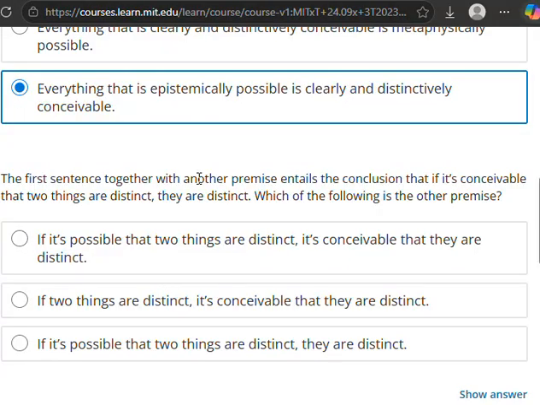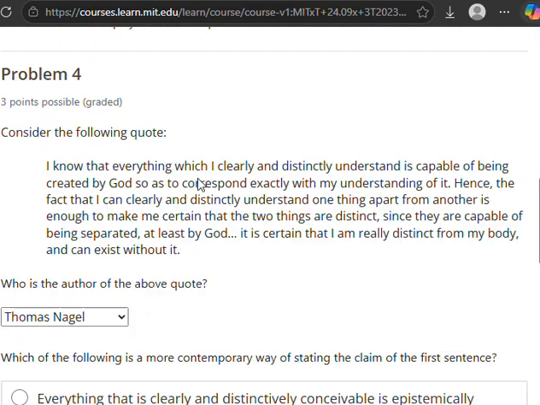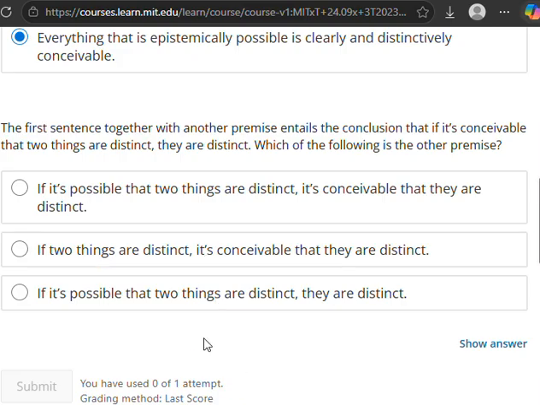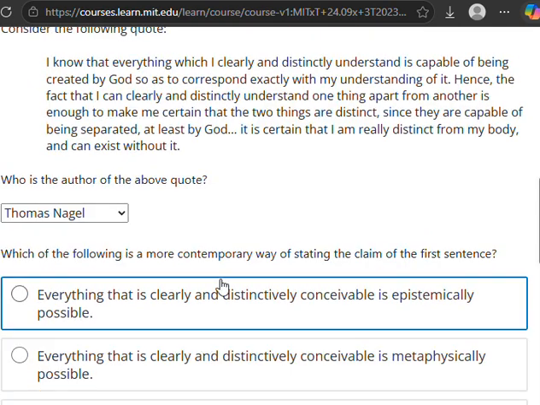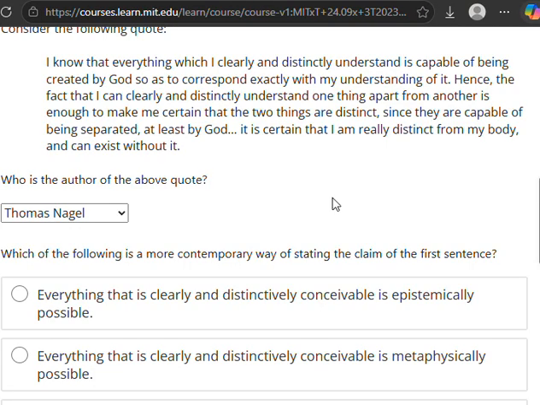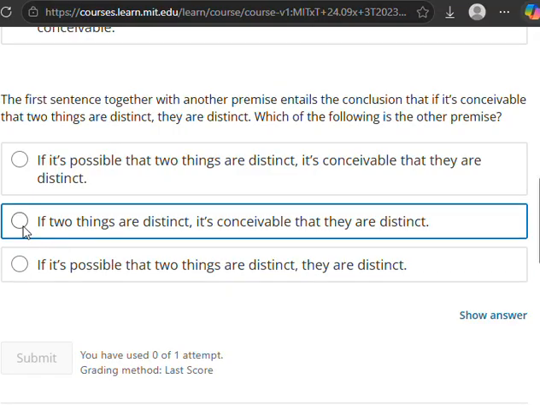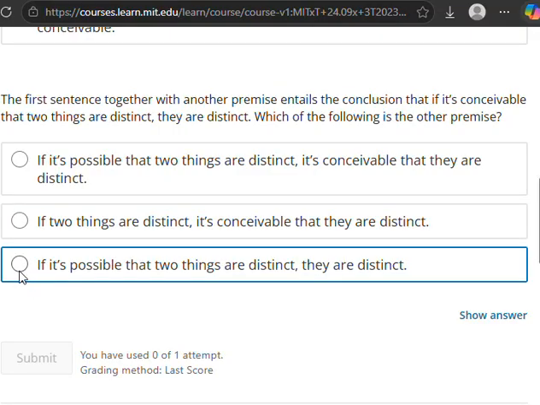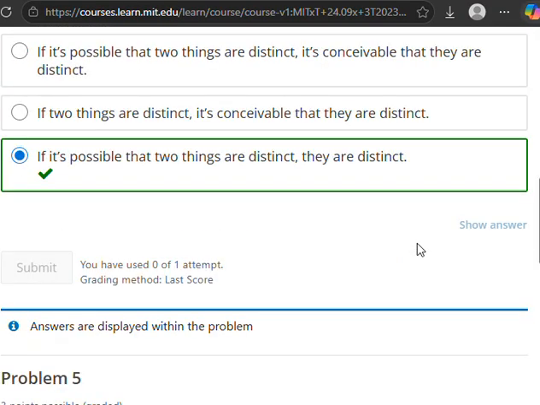The first sentence, together with another premise, entails the conclusion that if it's conceivable that two things are distinct, they are distinct. Which of the following is the other premise? If they are separated, so you can live without your body. Is it hypothetical? Got it.